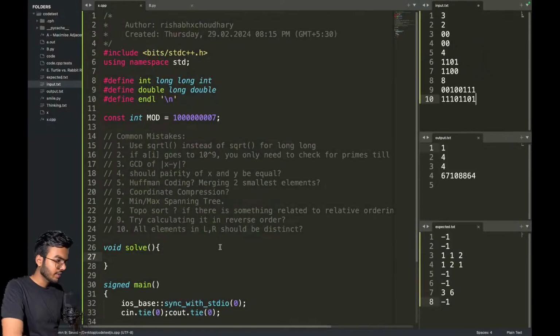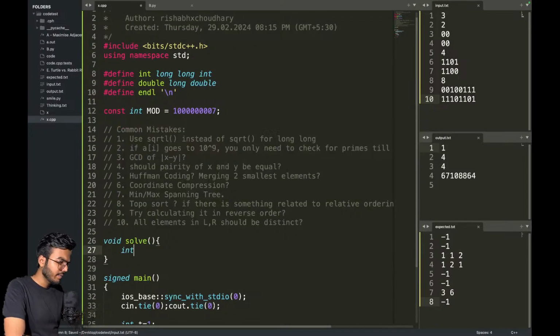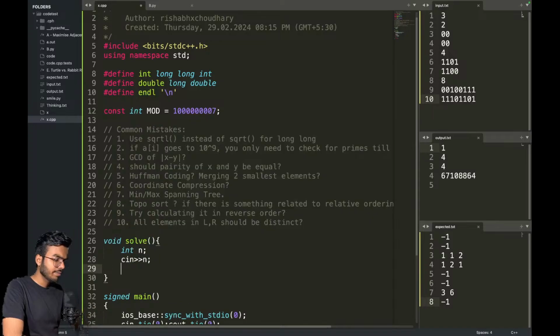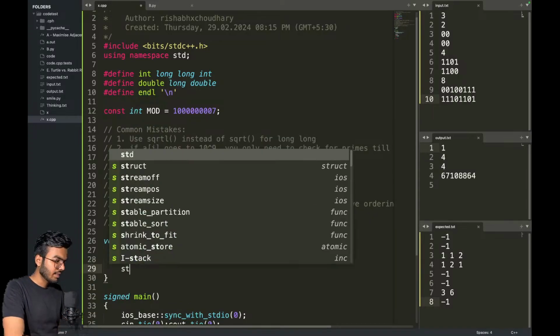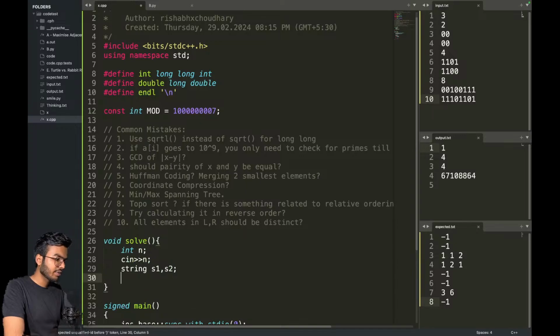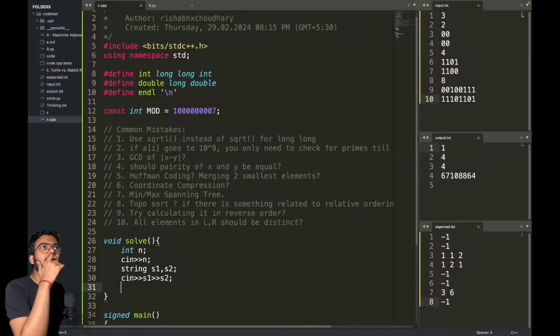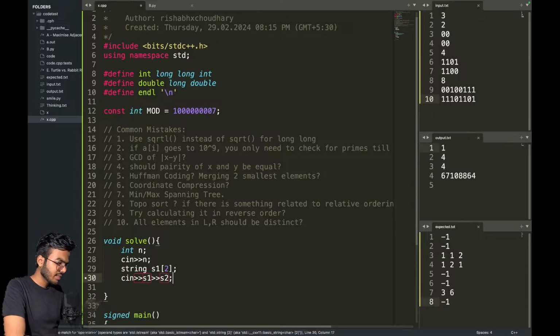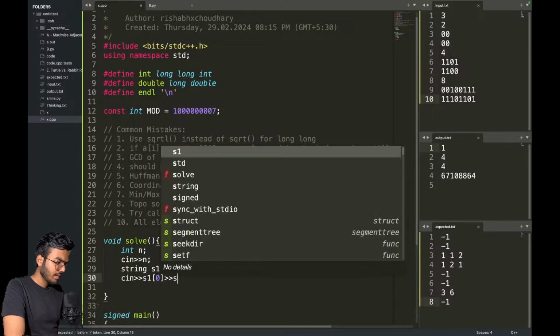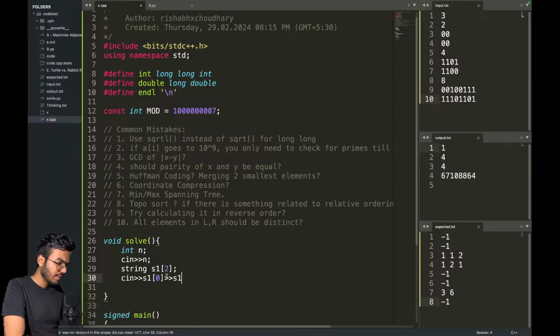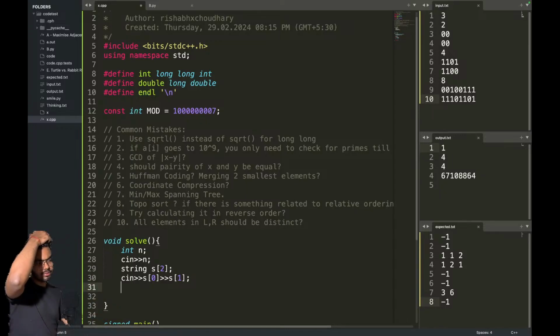So what I'm going to do is, let's say we have int n, and now I have two strings because we only have s1 and s2, the row 1 and row 2. So c in s1 and s2. Let's make it like this, c in s1 0 and s2 s1, s of 0 and s of 1. Okay, so now I have both of these in that manner.